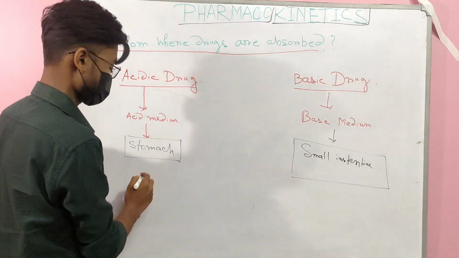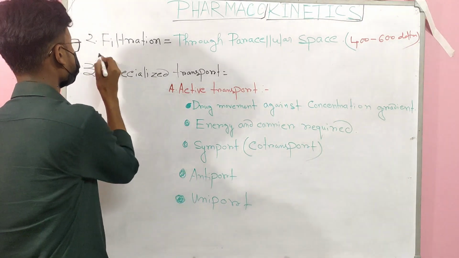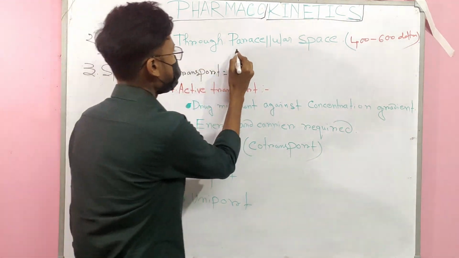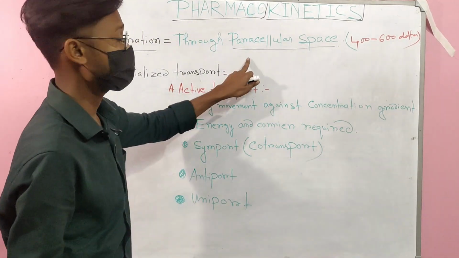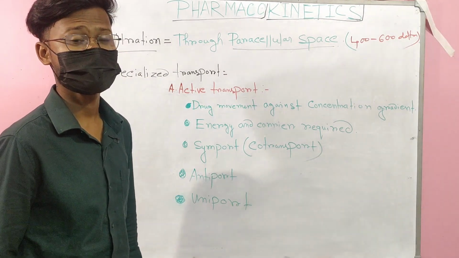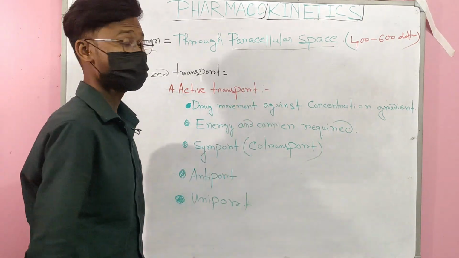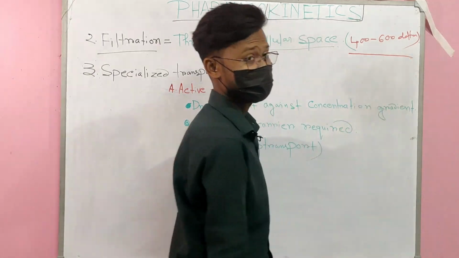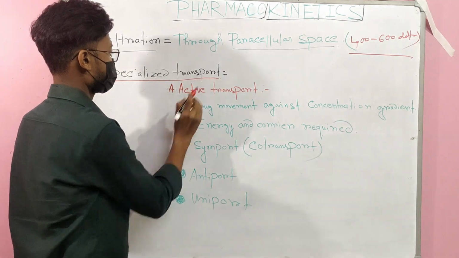Okay, then filtration. Filtration through paracellular space. Absorption occurs through paracellular space. Paracellular space means the intercellular space of the cell, and the size of the molecule should be 400 to 600 Dalton.